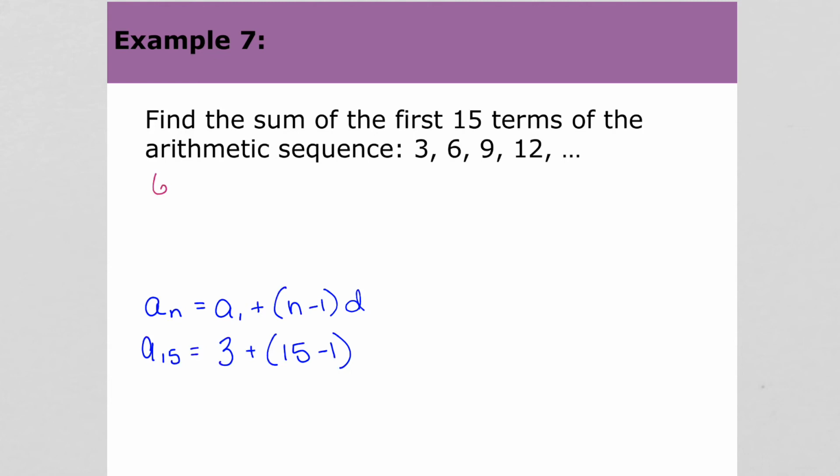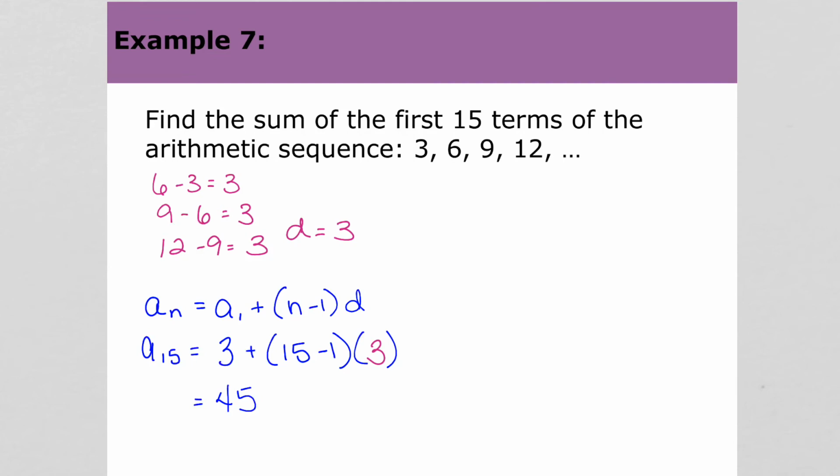So let's see, 6 minus 3 is 3. 9 minus 6 is 3. 12 minus 9 is 3. So it looks like d is 3. And we'll plug that in here. So subtract, multiply, add, and we get that 45 is the 15th term.